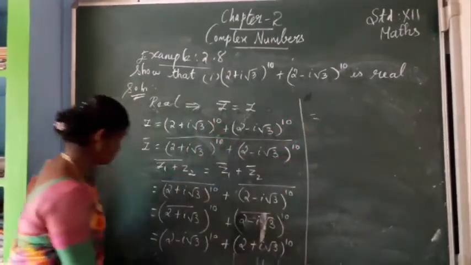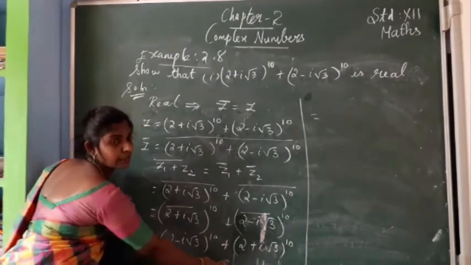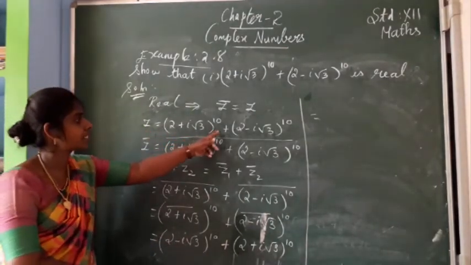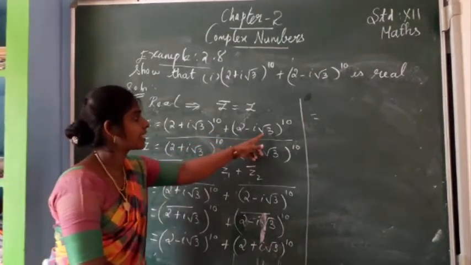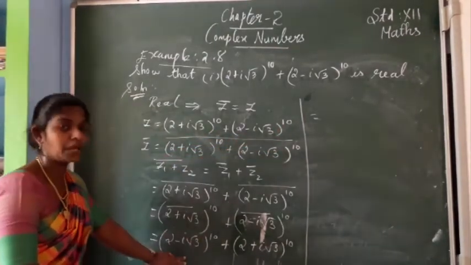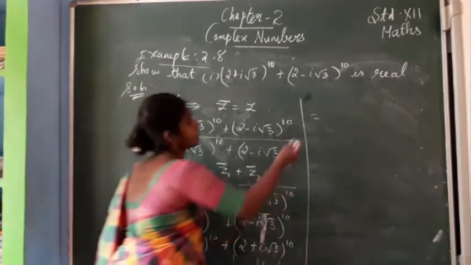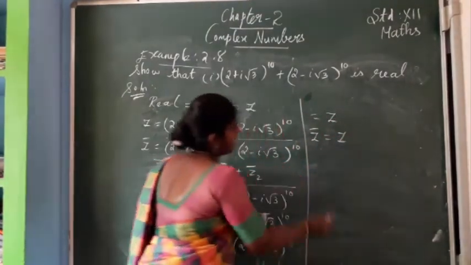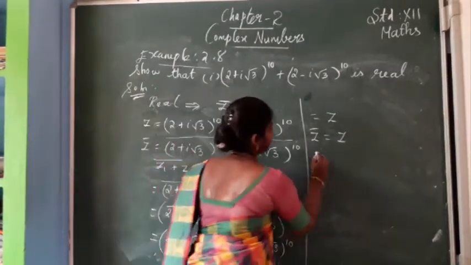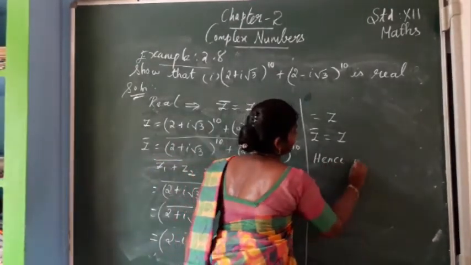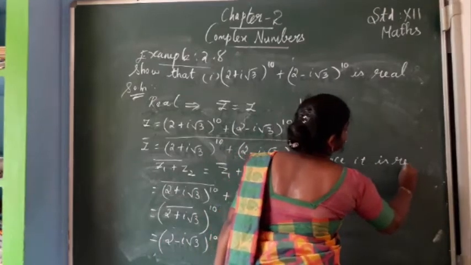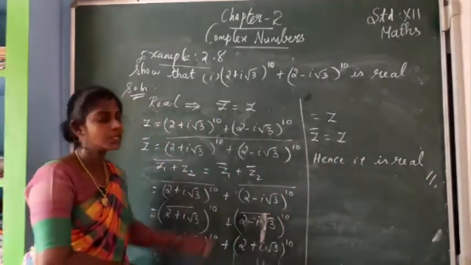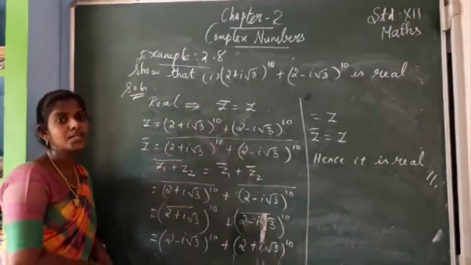That's equal to, so what is the value here? The Z value we already have is (2 plus i root 3) to the power 10 plus (2 minus i root 3) to the power 10. So you get the same term. So this is equal to Z. So Z bar is equal to Z. Hence it is real. For finding a real value, Z bar is equal to Z.